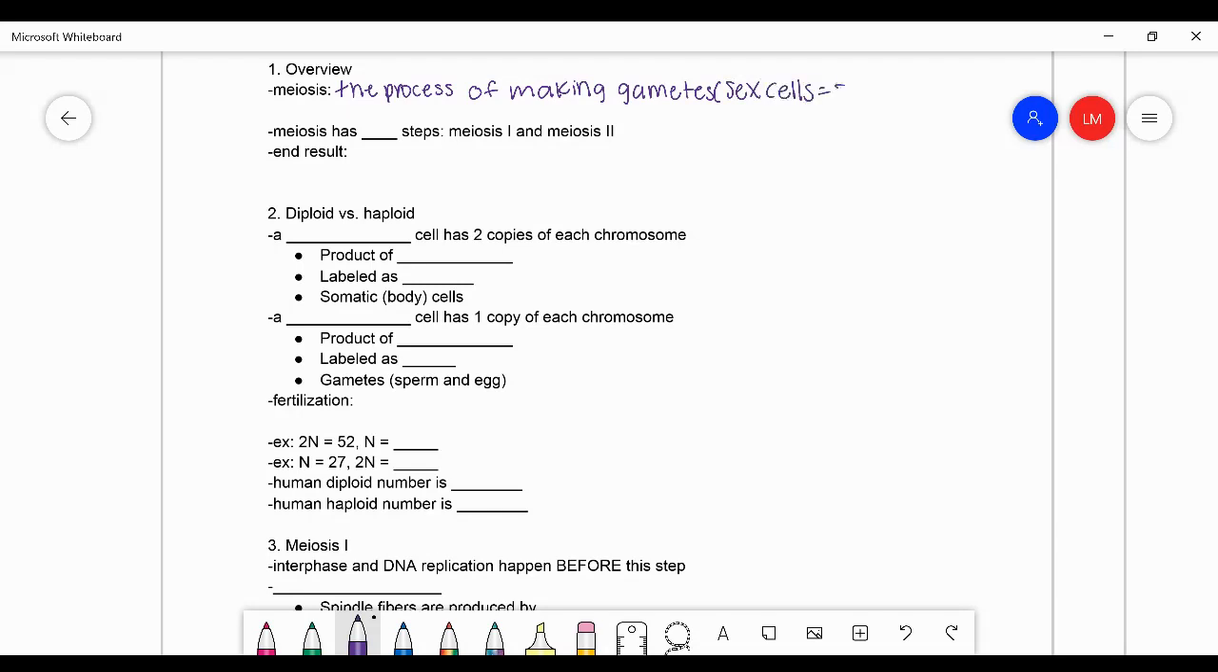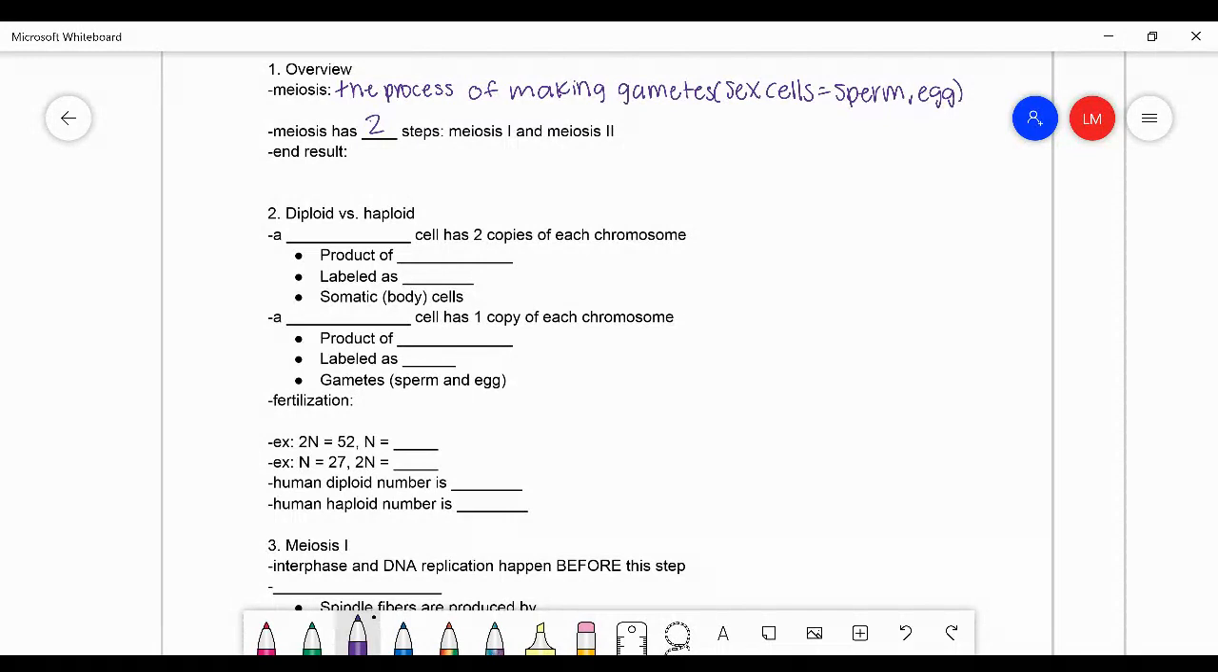So sperm or egg. Either of those, the more general term is gamete. Meiosis has two steps, meiosis 1 and meiosis 2. And so we'll cover one and then the other. You'll notice that it's the same sort of general idea as mitosis, but with some differences.